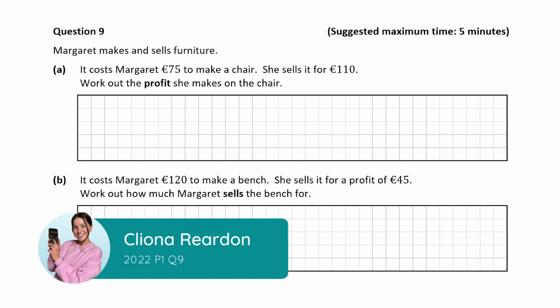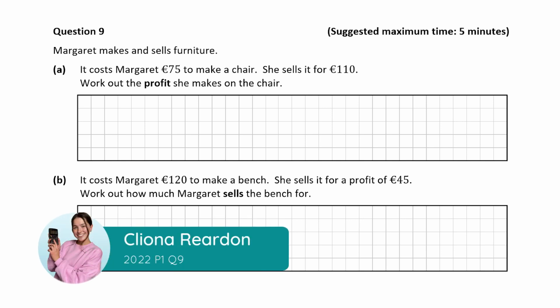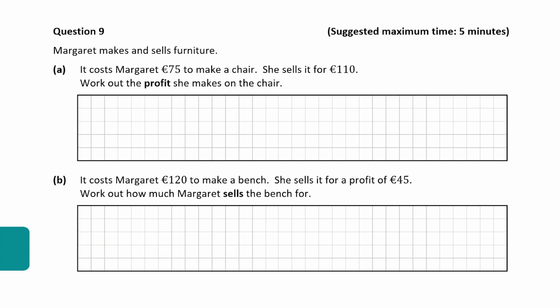Kleena here, and today I'm going to be taking you through question 9 from this Junior Cert paper, and this question is based on financial maths. So let's get started. We're told that Margaret makes and sells furniture, and question A tells us that it costs Margaret €75 to make a chair and she sells it for 110. We're asked to work out the profit she makes on the chair.